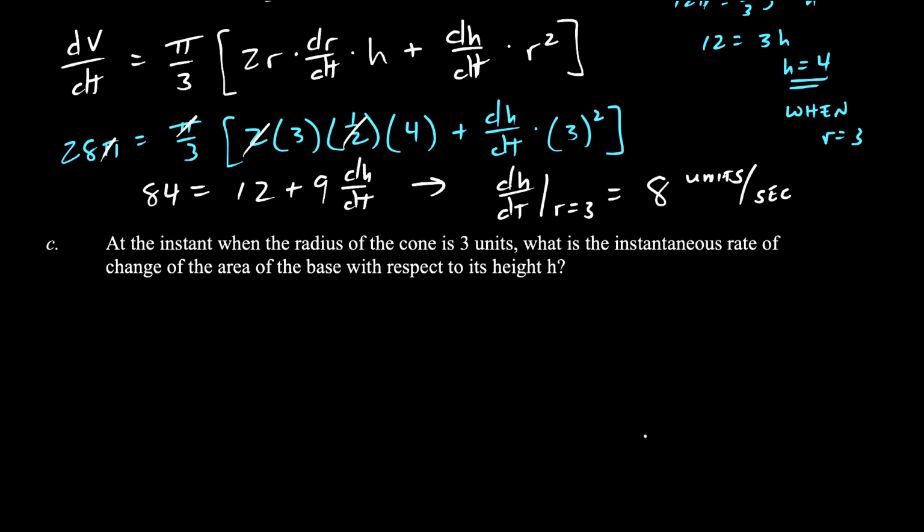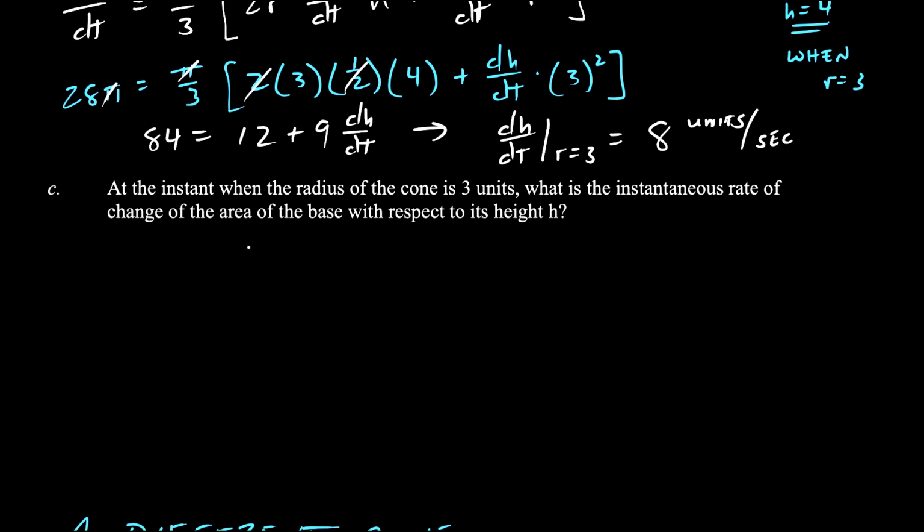Okay, on to part 3. At the instant when the radius of the cone is 3, so again, all under the same conditions here, what is the instantaneous rate of change of the area, so dA, with respect to its height? So it throws a little curveball here, because they're looking for dA/dh, and we need some way to relate these two. But you'll recall that we already found out what dA/dt was and dh/dt was.